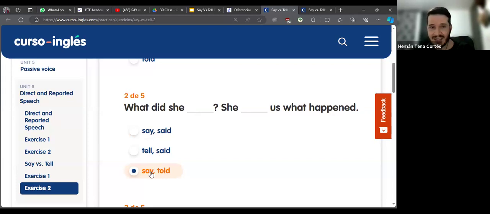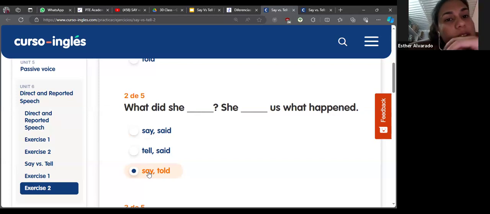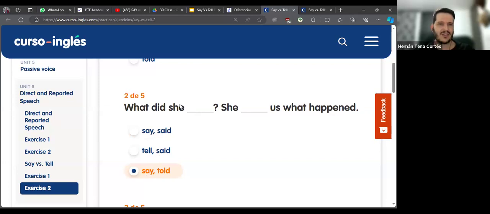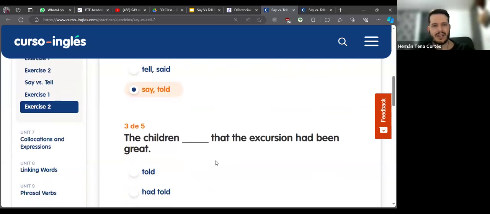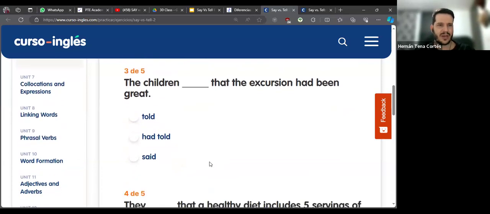Entonces, mire que say, all right. Told. Lo hizo muy bien, Esther. Lo hizo muy bien. Entonces, aquí say, lo que ella dijo, y told es lo que ella nos dijo. El mensaje como tal. La diferencia es que say se enfoca en el mensaje y told en la persona. All right, let's go to this one, number 3.